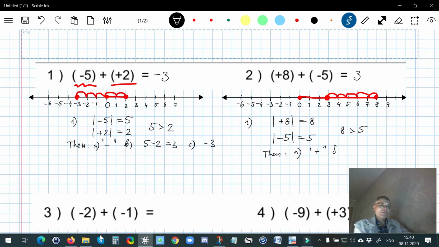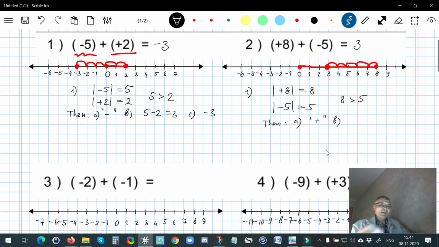B, it's Russian B. So then 8, one absolute value minus another absolute value, 8 minus 5 is 3. And C is plus 3. That's the answer. Positive 3, I could have dropped that sign, because only when negative we write negative.